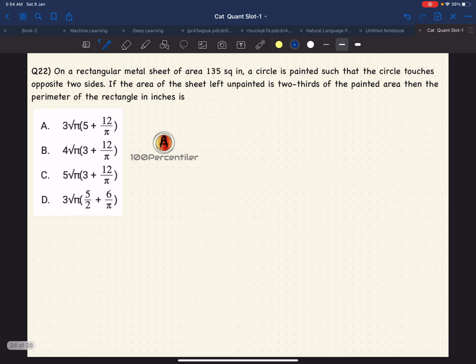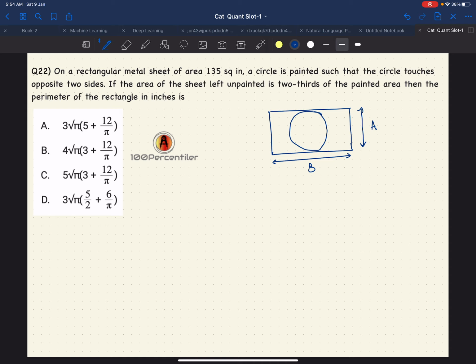Here we are given a rectangular metal sheet of area 135. So let's construct a rectangle. Let's call this particular side as B. We are given that a circle is painted such that the circle touches the opposite two sides. So let this be A. And it can only touch the opposite sides for the longer sides. It cannot touch the shorter sides, and therefore this is the only possible way that the circle can be constructed.